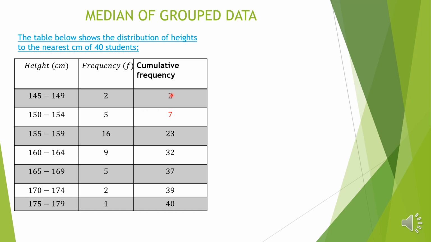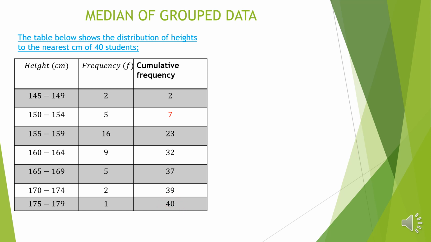That is 2 plus 5 to get 7, 7 plus 16 to get 23, 23 plus 9 to get 32, 32 plus 5 to get 37, 37 plus 2 to get 39, and 39 plus 1 to get 40. So the 40 that is coming down here is equivalent to the summation of the total frequency. So the number of students at hand is 40.